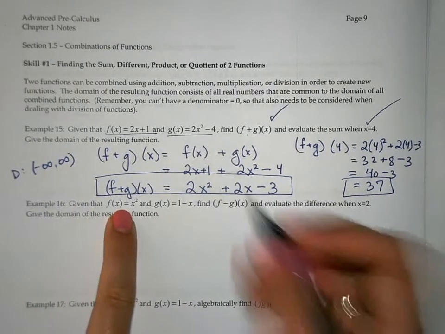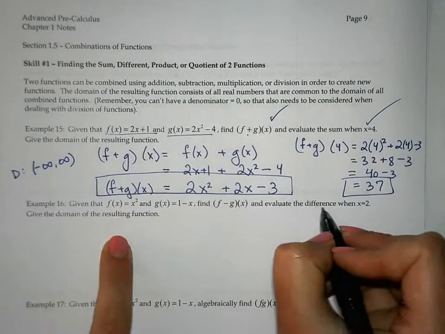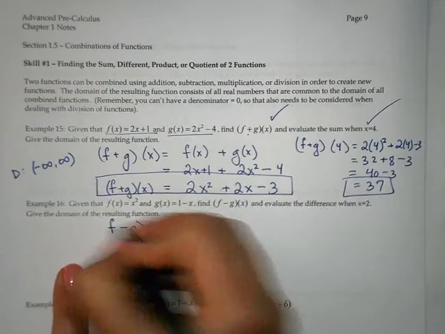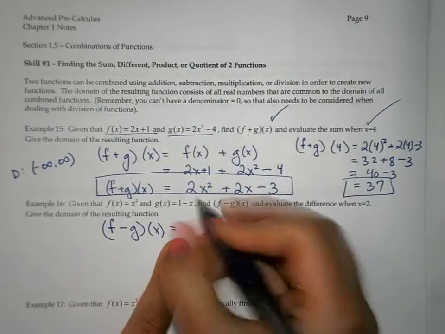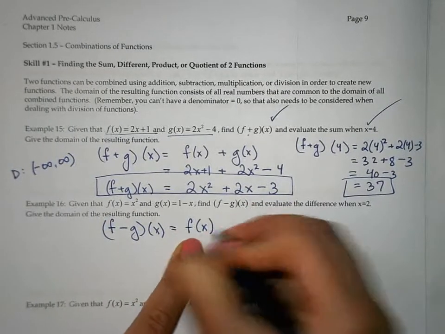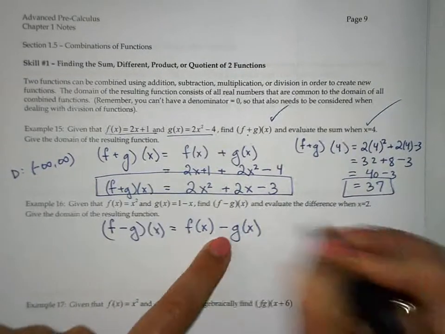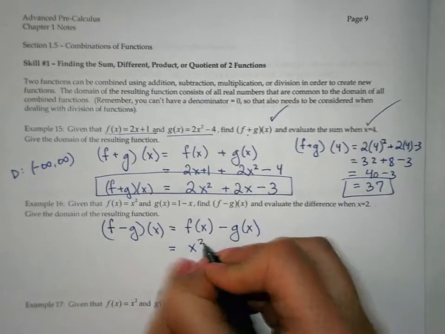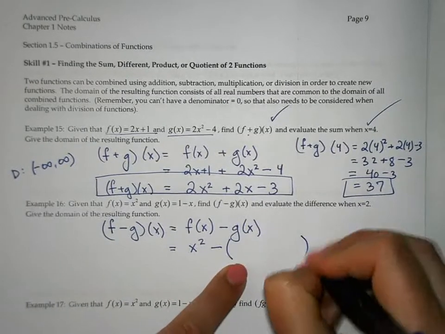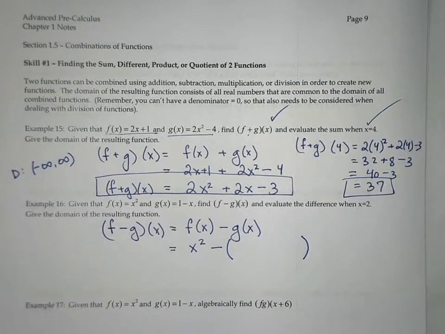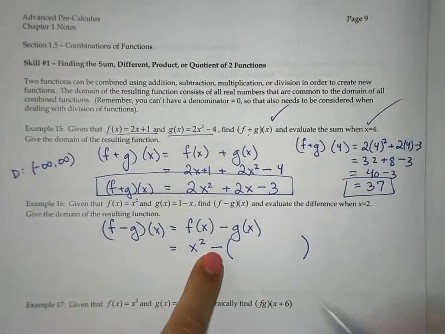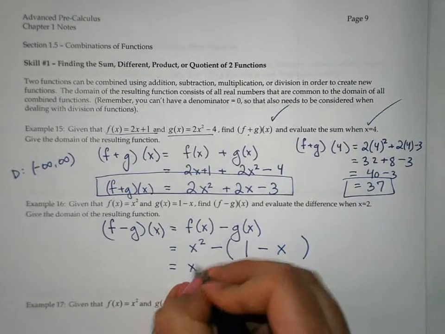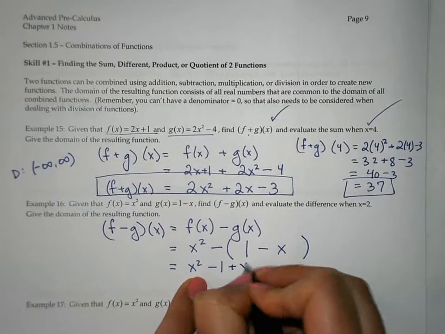For this next one, very similar, except now we're looking at the difference. We'll also evaluate and find a domain. When you're doing a difference, you do need to watch out so that when you say f of x minus g of x, notice that that minus is for the entire g function. So this becomes x squared minus, I usually put parentheses around the second function just to remind myself, oh yeah, that negative is going to apply to everything. So when I put in 1 minus x, I have x squared minus 1 plus x.